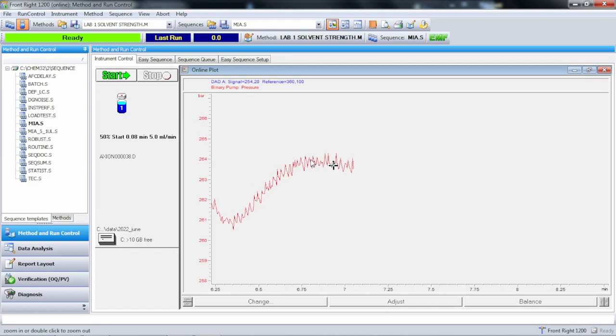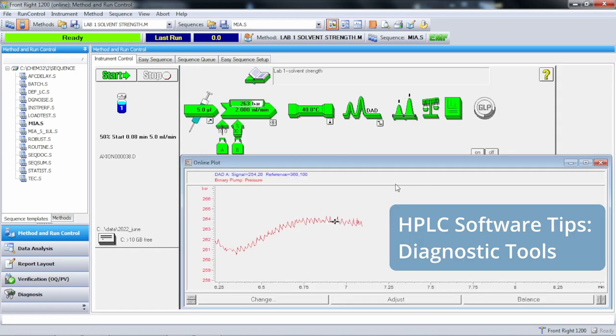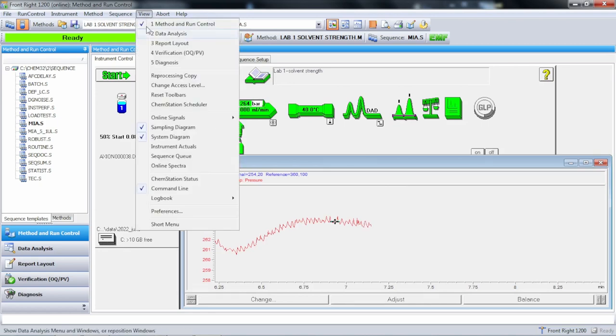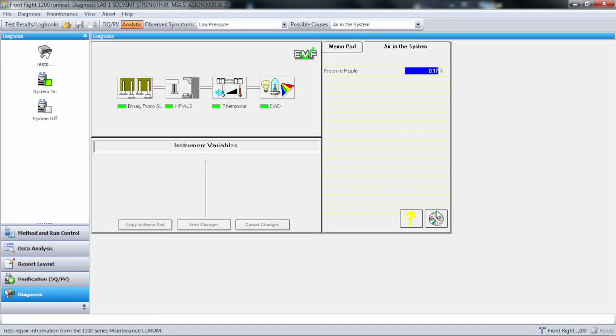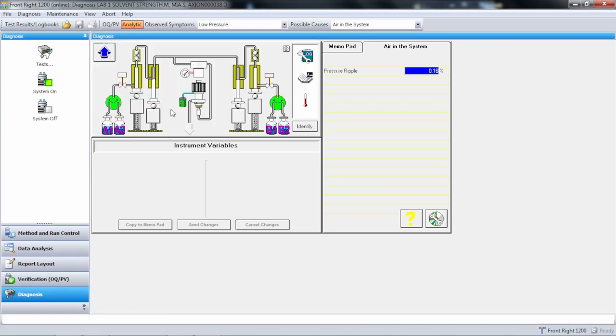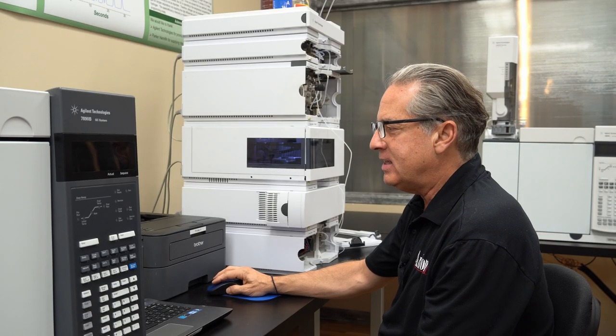If you were paying attention during the last video, there's a little tool in here, if we go to the diagnosis screen, where we can actually see what that pressure ripple is simply by clicking on the pump and then clicking on the pressure valve itself. And sure enough, our pressure ripple is down to 0.18%. Beautiful number. Remember, it's supposed to be less than 2%. So that is air bubble in the pump.